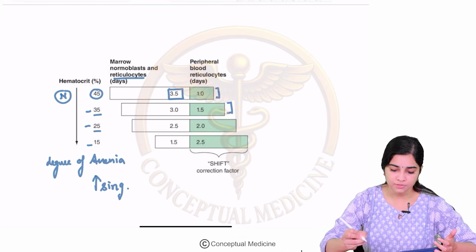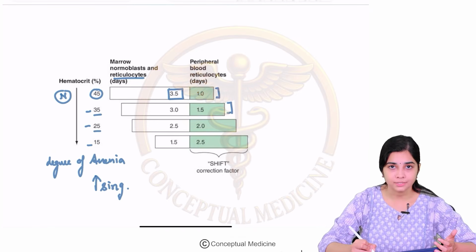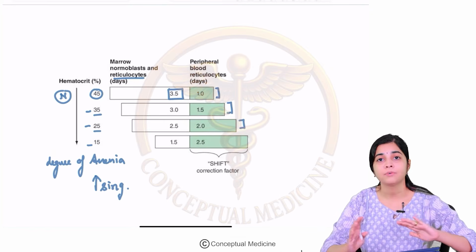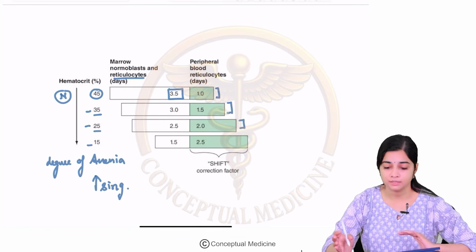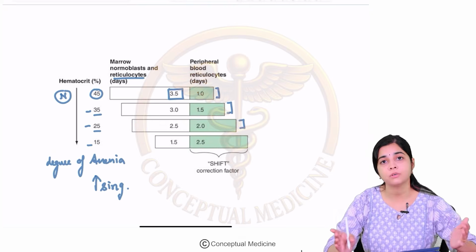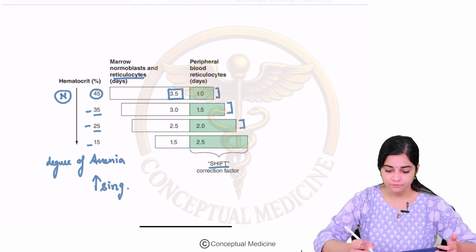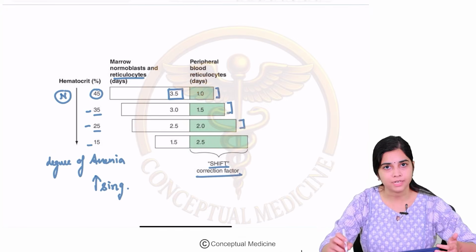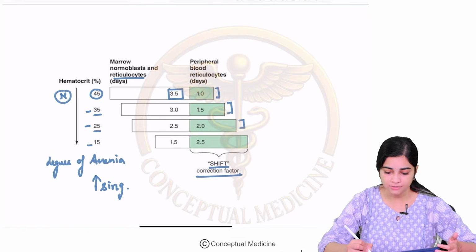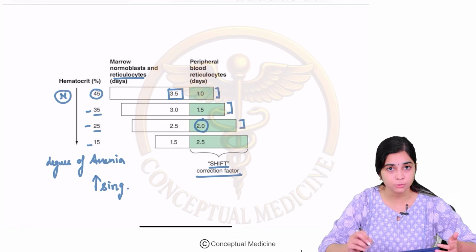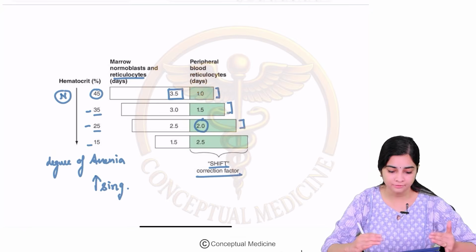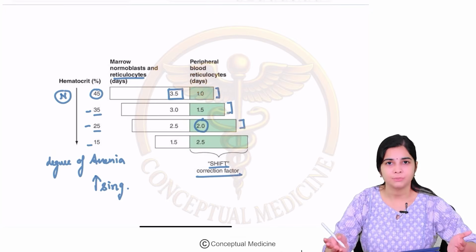If the hematocrit drops to 25, then the peripheral blood reticulocyte is going to spend around 2 days in the peripheral blood, right? So this kind of change, or the number of days that the reticulocyte is going to be in the blood, will also have to be accounted for when you calculate the reticulocyte production index, right? So this shift is what we call the correction factor or the maturation factor, and normally we take the average maturation factor to be a value of around 2, because in anemia the average hematocrit is around 25.